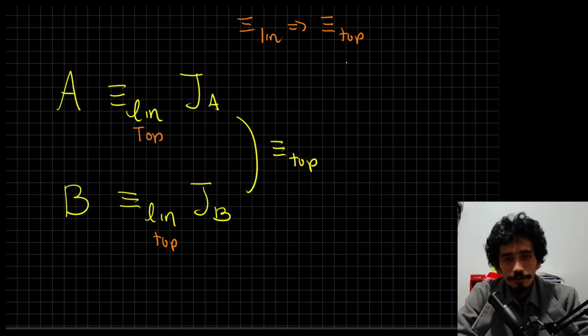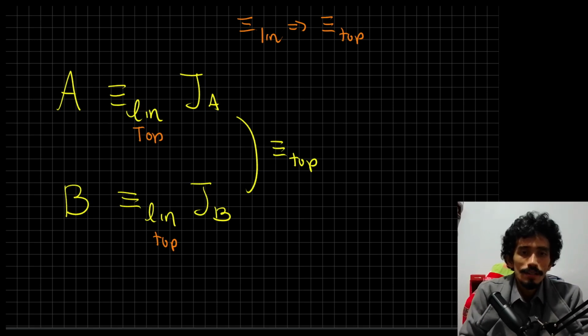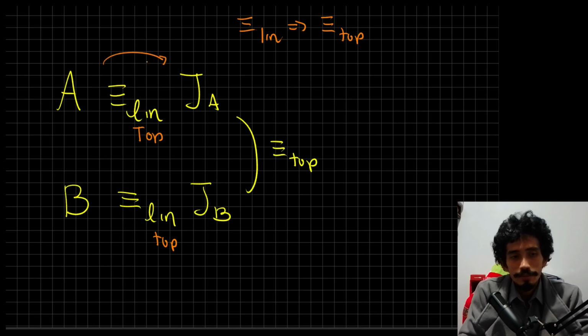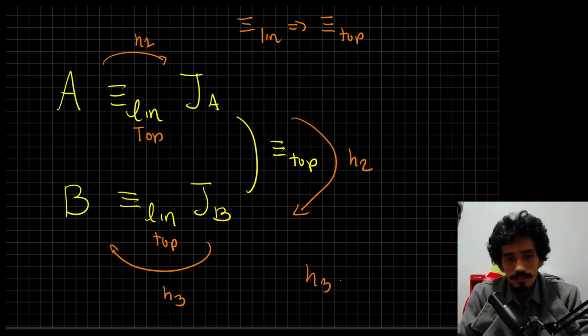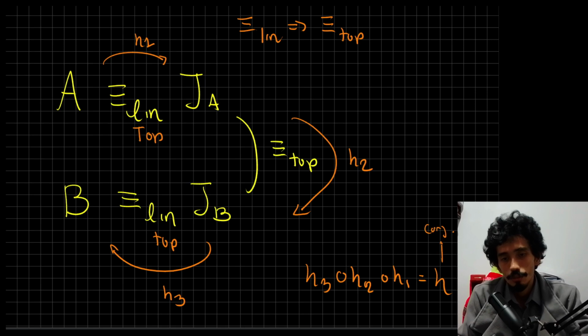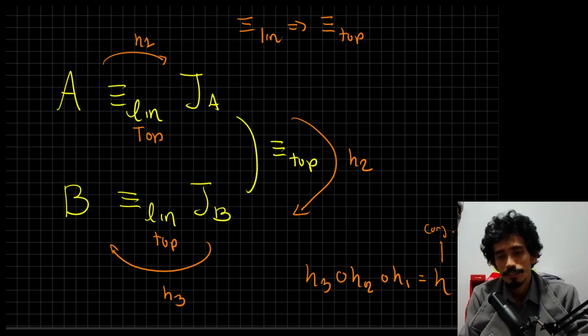But moreover, it can also be proved that if we compose, let's say this is conjugated by a homeomorphism H1, this by a homeomorphism H2, and this by a homeomorphism H3, then H3 composed with H2 composed with H1 will be the homeomorphism that conjugates A and B. So we can compose those homeomorphisms.